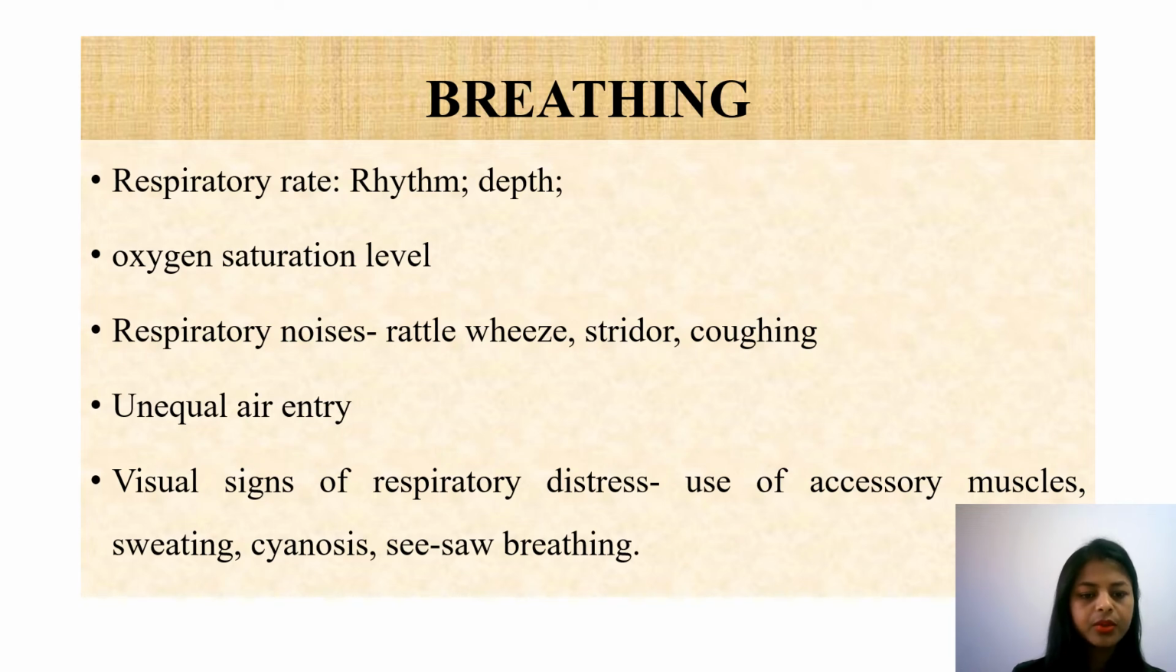Then you have to check for equal air entry in the chest of the patient. So you have to place both hands on the chest of the patient after taking the consent, and ask the patient to take a breath in and out and feel the chest rise with your hand. And then you also have to look for visual signs of respiratory distress, like use of accessory muscles, sweating, sinuses, and seesaw breathing.